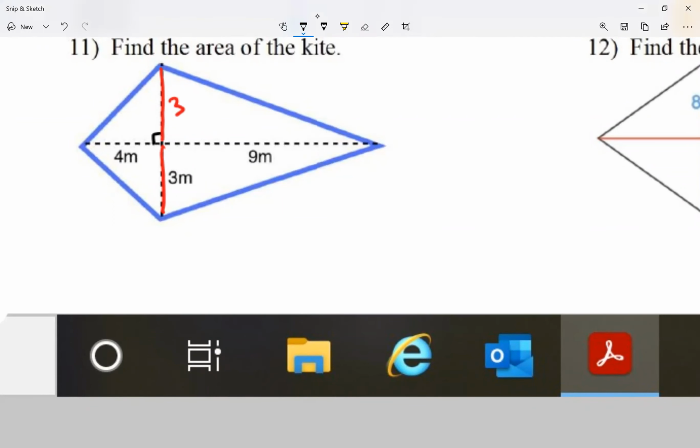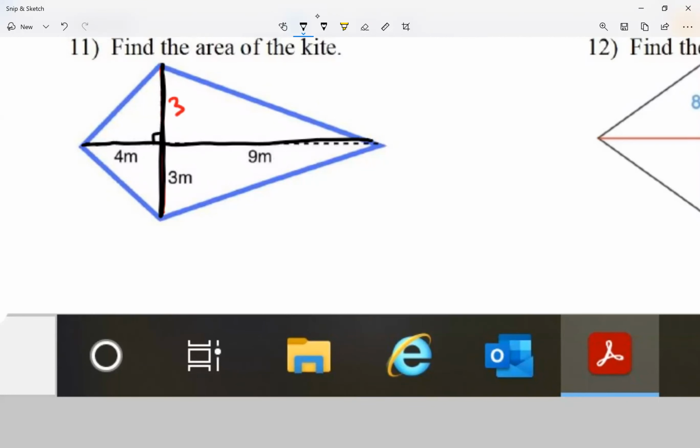The diagonals again are the measurements on the inside, the two segments that cross at 90 degrees. I mentioned the 90 degrees in the center. So one of my diagonals is 6, right? You guys can see 3 and 3, 6. The other diagonal is 13, right? 4 and 9, 13. So once again, I'm focused on my diagonals.